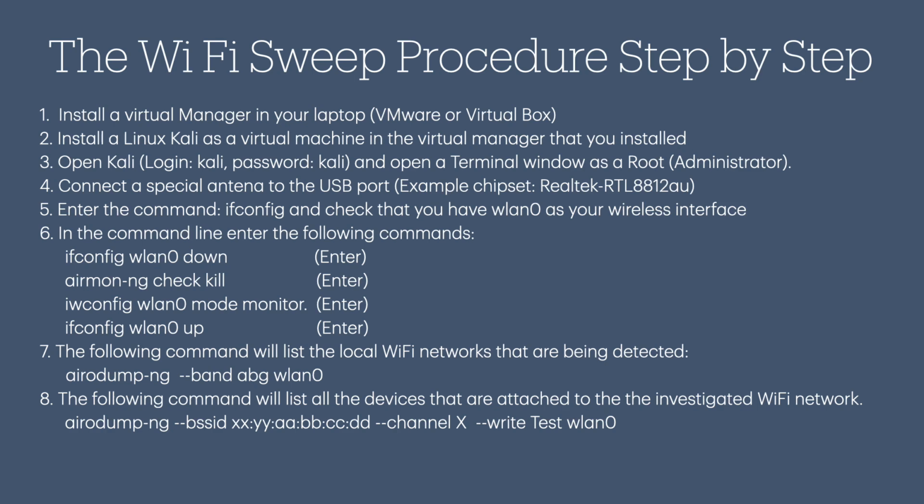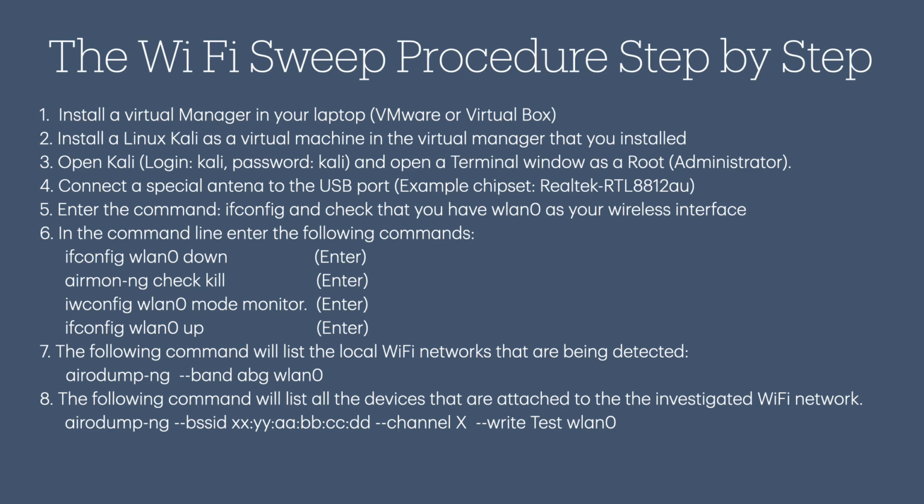So we need to stop the scan of the networks by Control C, which will end the scan of the local networks. And then step 8, which is the last step, is to enter the following command. So airodump-ng, it's the same command as in step 7, but it's different because we have space dash dash bssid space. BSSID is just the MAC address of the network.